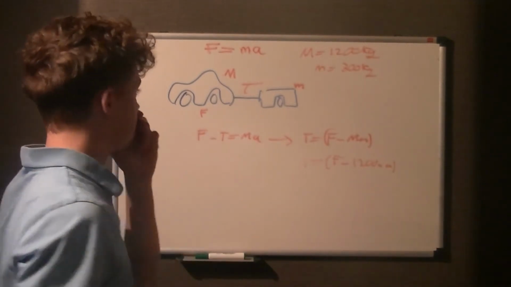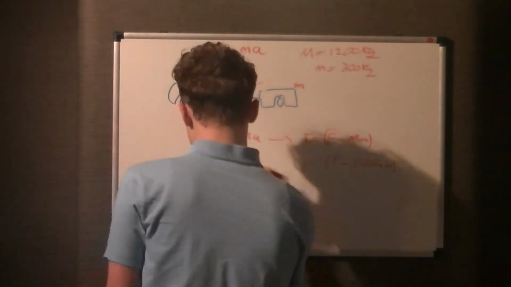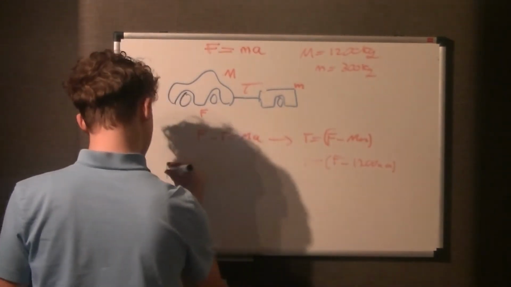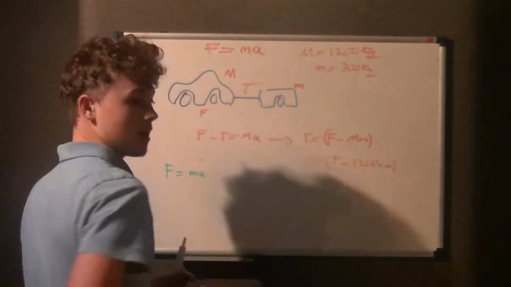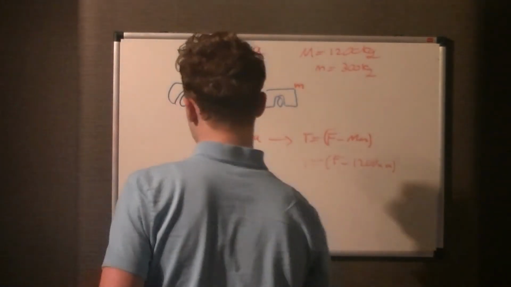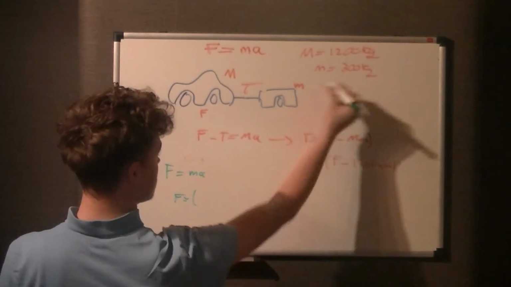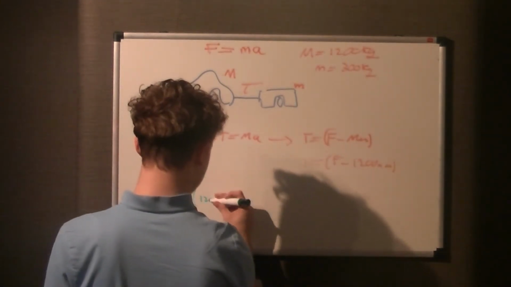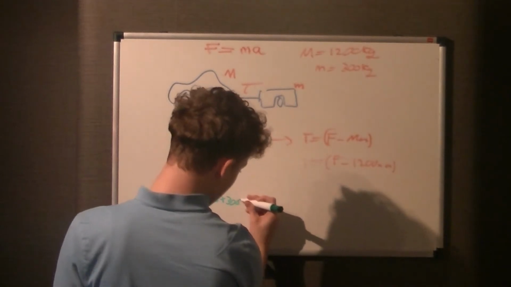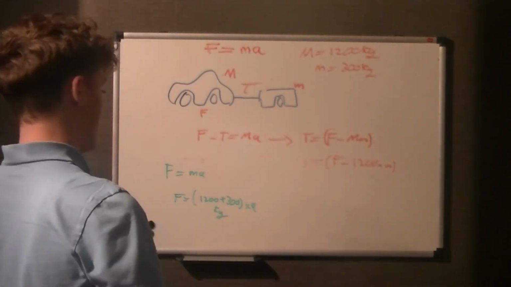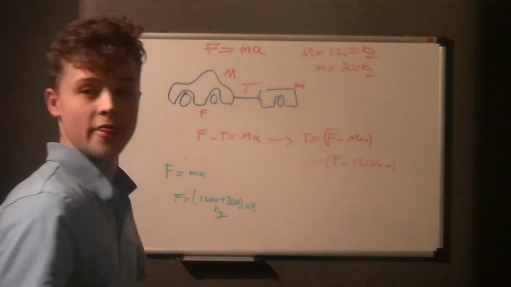Now the engine force is the big mass, so the engine is pulling the whole thing along. So, as F equals MA, the mass is the big mass of the car and the trailer. So M equals big M plus little m. So it's 1,200 plus 300, that's kilograms, times A, and that will give you the force of the engine, which is F there.